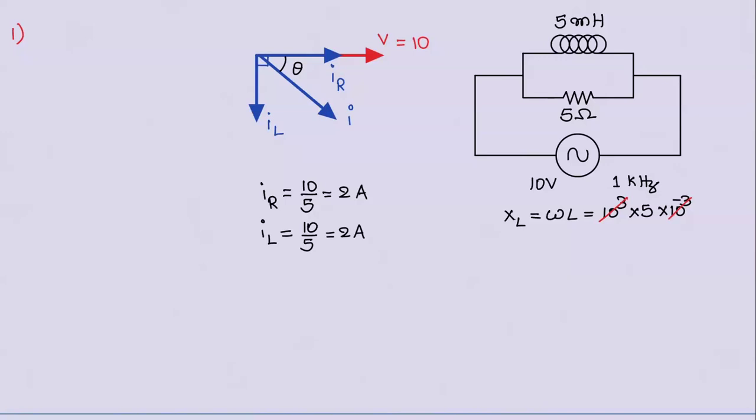So according to vector addition, simply I can write I is equal to 2 root 2, right? Direct step I'm writing. 2 root 2 ampere. And theta is equal to 45 degrees. Nothing. Easy. Very easy.